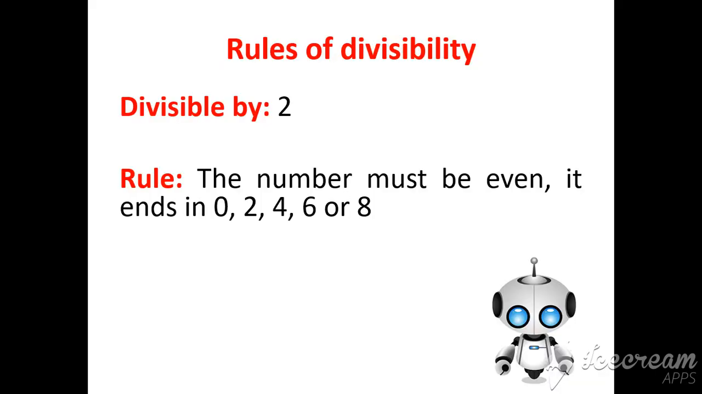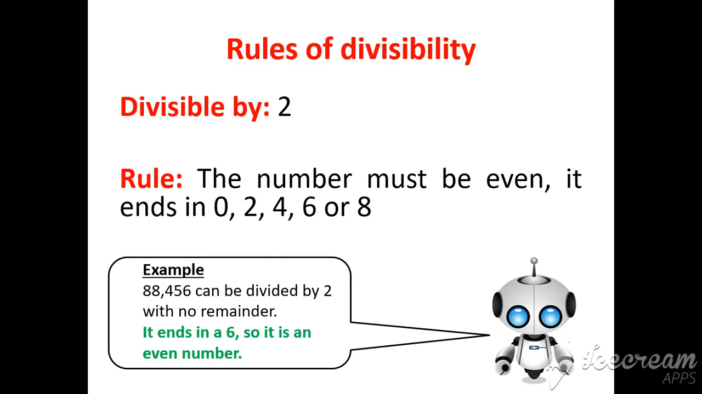Right, let's start with the divisibility by 2. How do we prove if a number can be divided by 2 evenly? Here's the rule. The number must be even, therefore it ends in a 0, 2, 4, 6 or 8. So our example, 88,456, this can be divided by 2 with no remainder, and the proof is it's an even number because it ends in 6.